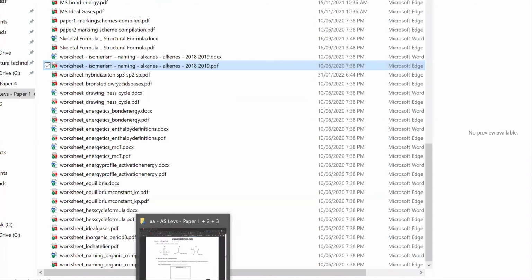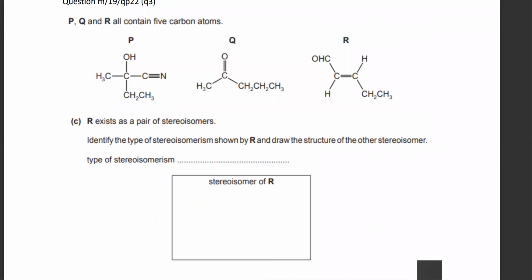There's a pair of stereoisomers. So what type of stereoisomers is this? Geometric. Geometric, cis-trans, basically. So remember, this one will form geometric isomers. It's got double bonds, and both sides are different. What version is the one that's drawn over here?